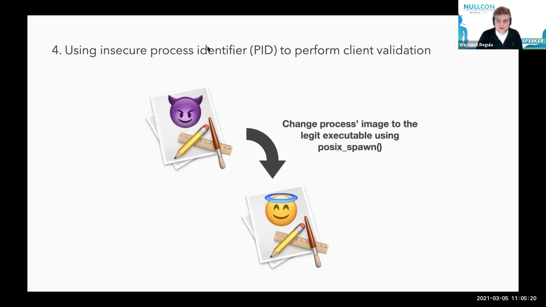Okay, but what if at the same time the queue is full, the malicious application just tries to connect to the XPC server and calls posix_spawn. It's a function that allows us to replace the process bytes with the legit bytes of the legit client. But at the same time, the process identifier remains the same.